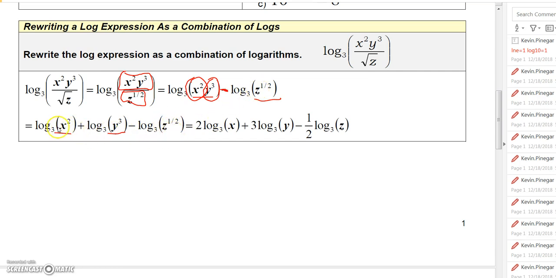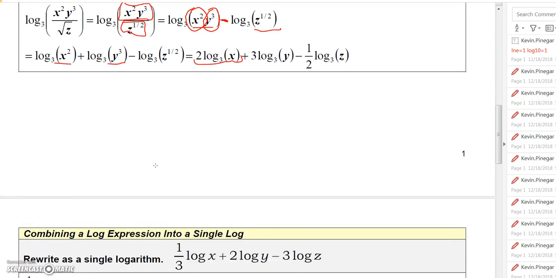Now in the last step, remember if you have the log of an argument to a power, you can write that as the power times the log. So the log of x squared can be written as 2 log of x. The log of y cubed can be written as 3 times the log of y. And then the log of z to the 1/2 can be written as 1/2 times the log of z. Of course, they all have to have their bases, base 3. Okay, so that's how you take a log and write it as a combination of logs.